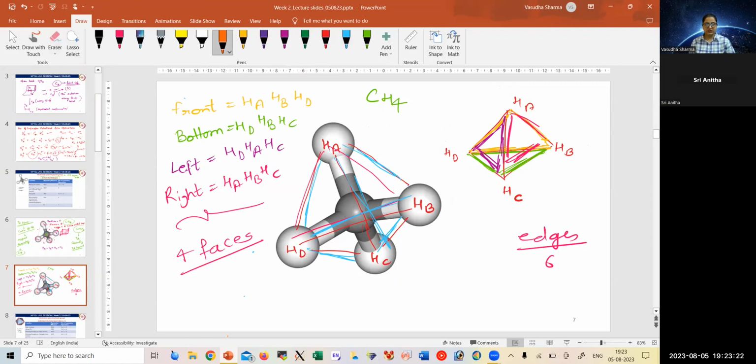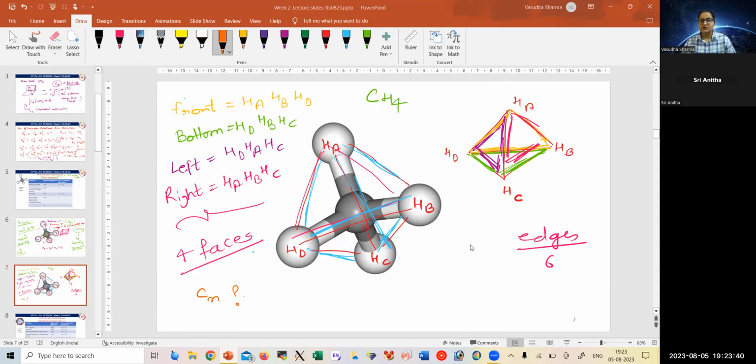So firstly, the question is: is any Cn existing over here? Cn is nothing but your proper axis of rotation, along which, when we give a rotation to your molecule, it should give you an equivalent conformation.